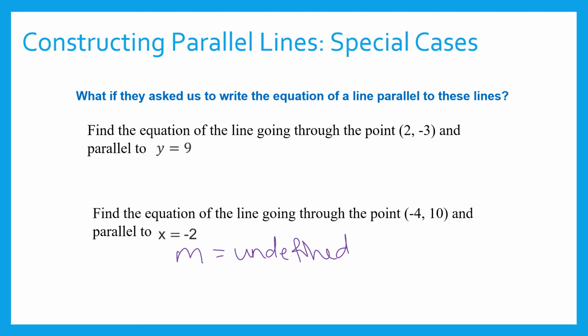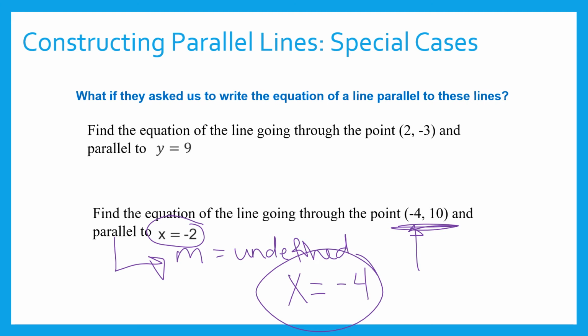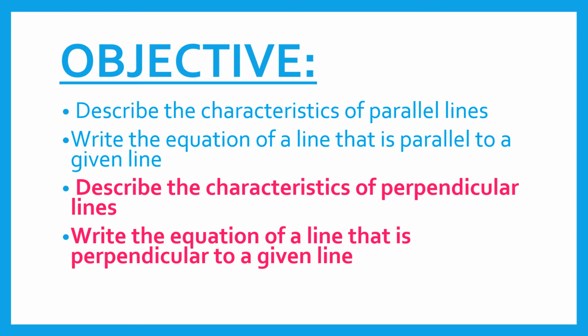So if I want my line to be parallel, it has to have that same slope, and it has to go through (-4, 10). If I look at my equation, it was x equals -2. So I know it's going to be x equals, and then my question is, what x value do I use? Well, go look at my ordered pair here, and the x value is -4. So the equation of the line that is parallel would be x equals -4.